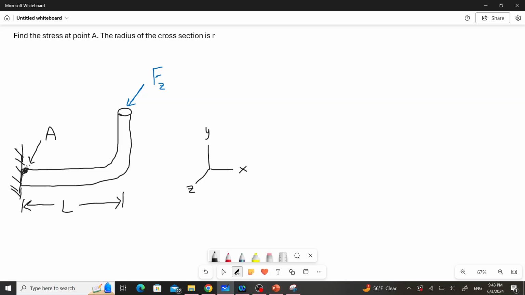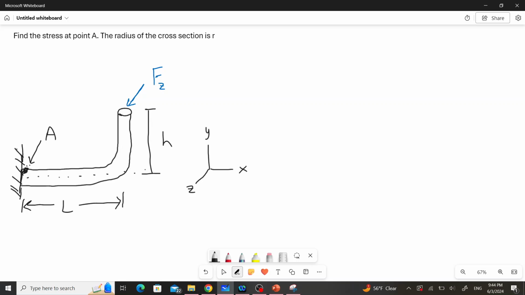The distance from the wall to where the force is acting is L, and then we actually need one more distance in here, which is this height h, which is the distance from this midline to where the force is acting.